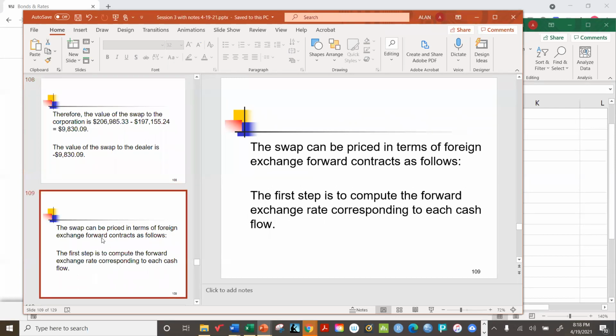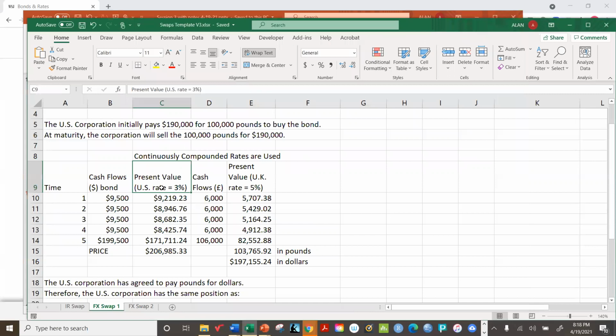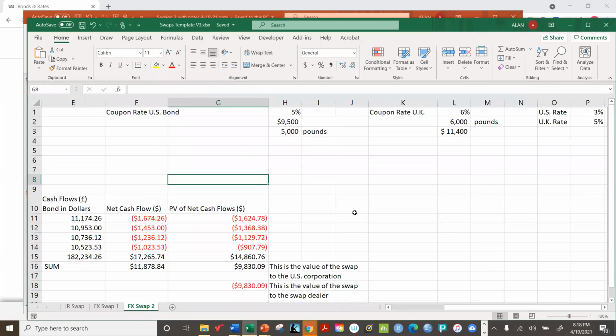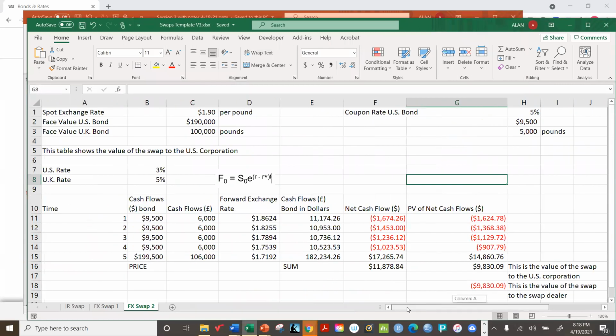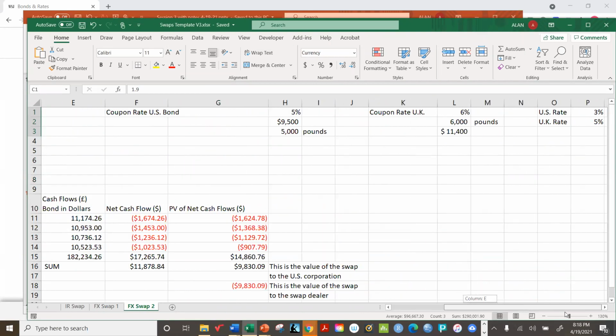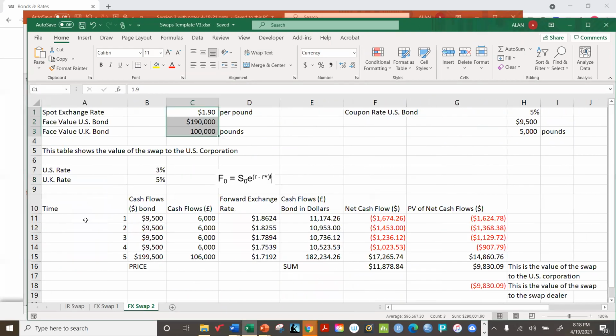Now, what about forward contracts? We can also price this swap as if it were a series of forward contracts. How would that work? Well, this one I think is a little bit trickier. We've got the same information. Everything's the same, but now we want to price the two bonds. Well, actually, we're pricing the two swaps by pretending that we actually have entered into 5 consecutive 1-year forward contracts to trade dollars for pounds.